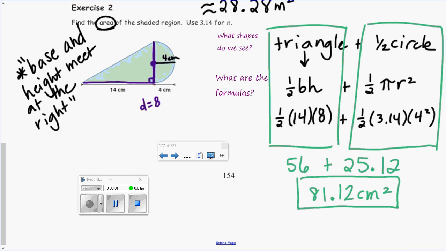And it's okay, of course, if you get something a little different because these are approximated since we used 3.14 for pi. Okay, this is a nice short video. I just wanted to do 2 examples with you, and then you'll be able to get started on your lesson 20 independent practice.